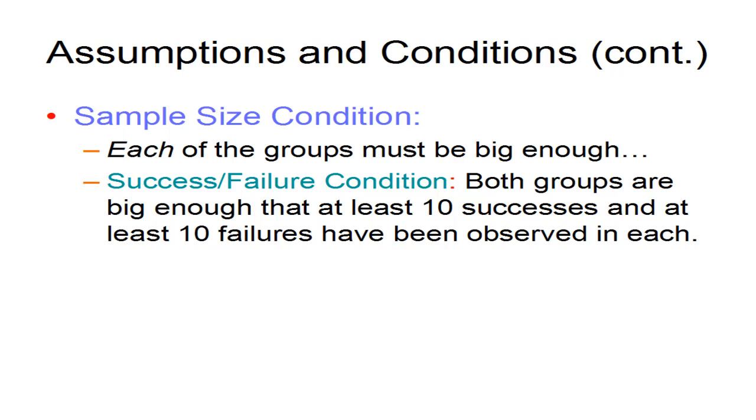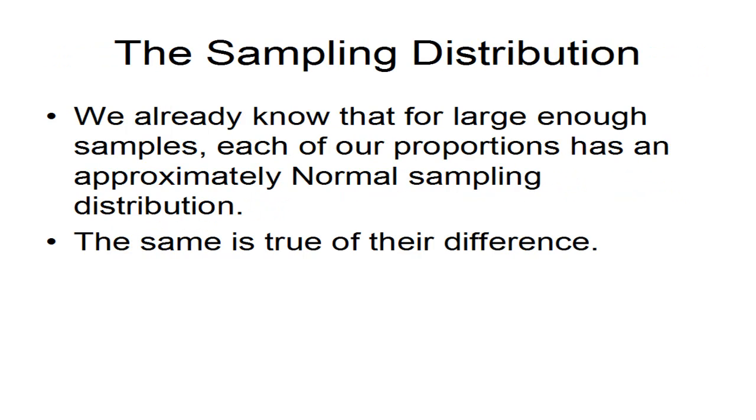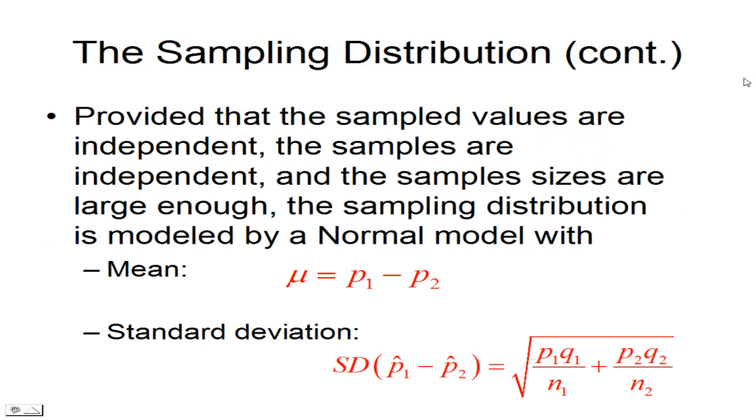Sample size condition. Each of the groups must be big enough. Both groups are big enough that at least 10 successes and at least 10 failures have been observed in each. We already know that for large enough samples, each of our proportions has an approximately normal sampling distribution. The same is true of their difference. Provided that the sampled values are independent, the samples are independent, and the sample sizes are large enough, the sampling distribution is modeled by a normal model with mean P1 minus P2 and the standard deviation equaling the square root of P1Q1 over N1 plus P2Q2 over N2.